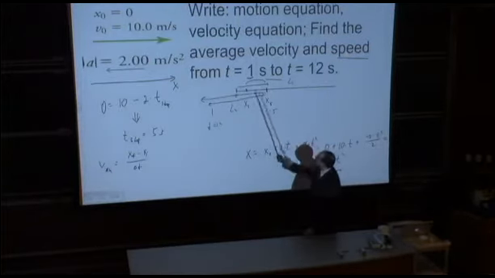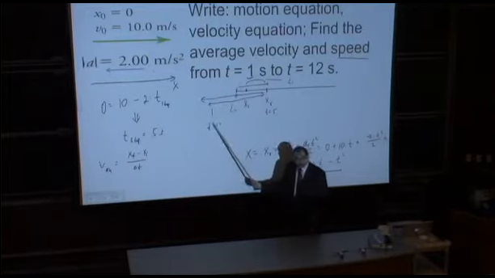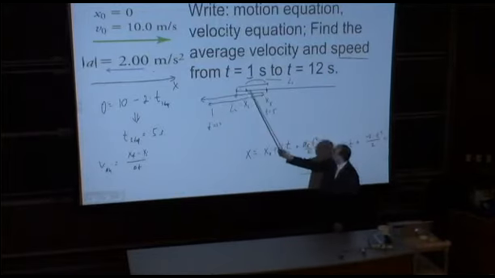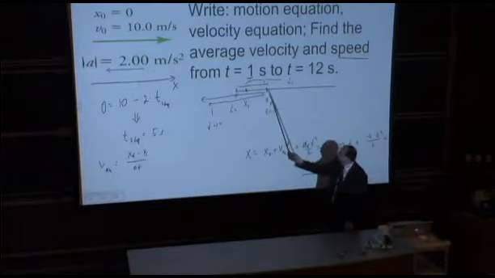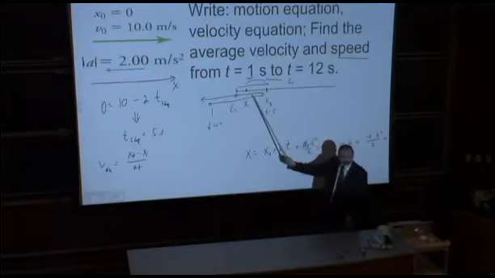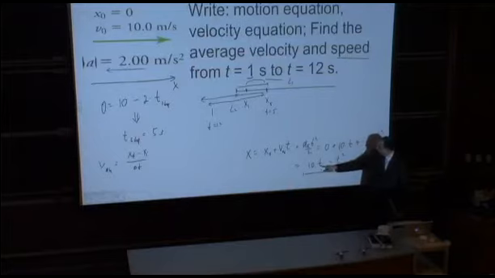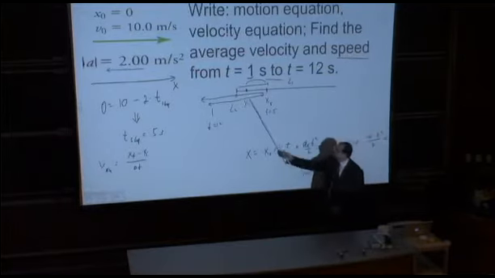So if we're told to calculate the average speed for this time interval, which starts at t equals 1 and ends at t equals 12, we need to know the total distance traveled between t equals 1 and t equals 12. And to know that distance, we need to see what was happening. So what do we do now? Well, t equals 1. 10 times 1 minus 1, 9. So x1 equals 9.